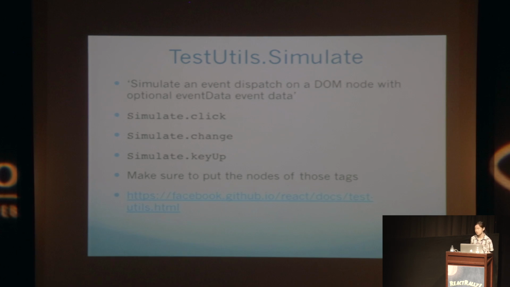And we have a lot of stuff on the screen, like text fields, radio buttons, input fields, and submit buttons, and they're really, really simple to test by using TestUtils.Simulate. So according to the doc definitions, it simulates an event dispatch on a DOM node with optional event data. And you can simply do Simulate.click, .change, or .keyUp, and there's so many more that it will make your testing really, really simple.